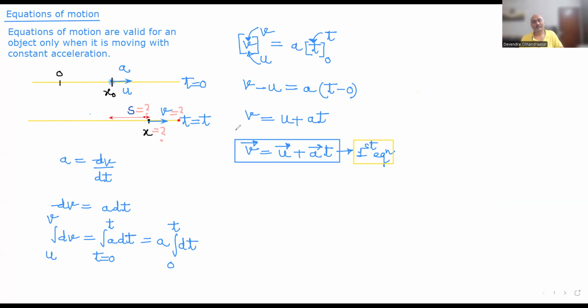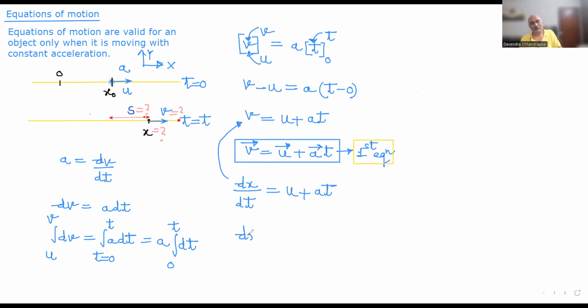Now comes the second equation. कैसे निकालेंगे? So again we will go back to this equation. And what is velocity? It's rate of change of position, right? So I write dx by dt. Why am I writing dx by dt? Because it is moving along x-axis. So that's why I am writing it along x-axis. So dx by dt is v, right? And this v is equal to what? From the first equation, we write u plus at.